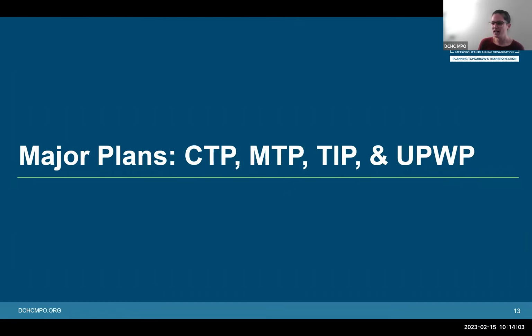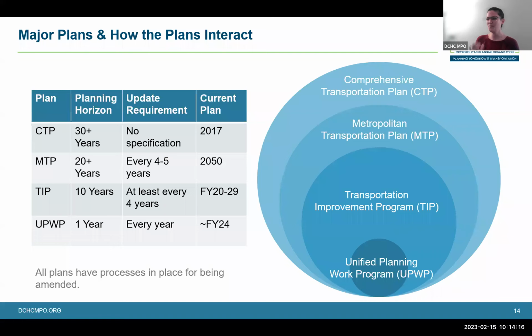So for our major plans, those are the CTP, MTP, TIP, and UPWP. And don't worry, we'll go over what those actually stand for on the next slide. So to give you an idea of how these plans interact, you have the comprehensive transportation plan that has the largest planning horizon. That is a state requirement and is about 30 or so years of planning.